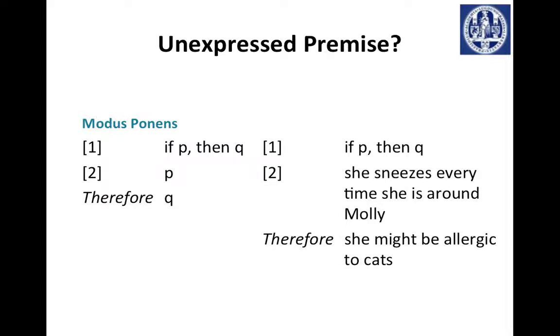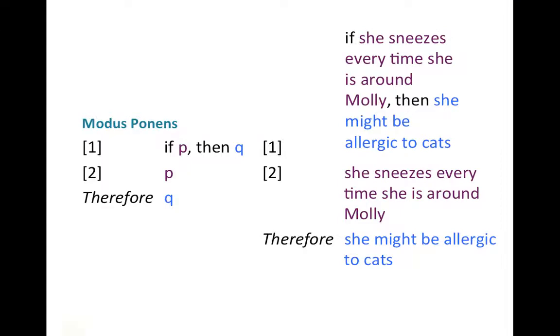Now this is a simple filling out exercise actually. So now that we have P and Q, we can just make explicit our premise 1. And maybe it helps, I color-coded the P's and the Q's. So the only thing we have to do now is saying that if she sneezes every time she is around Molly, then Q, she might be allergic to cats. So there we go.